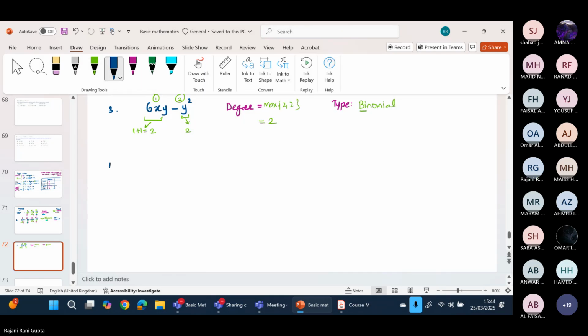Good. Next thing we studied, suppose you have only 5x power 8. What's the degree?